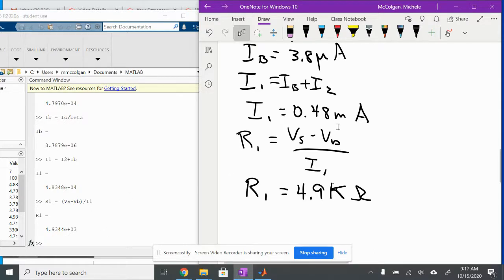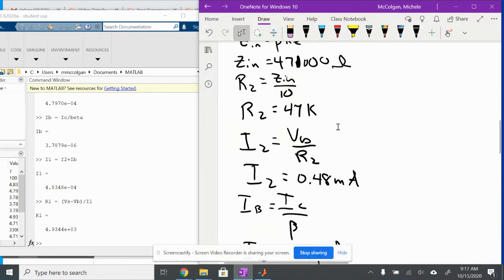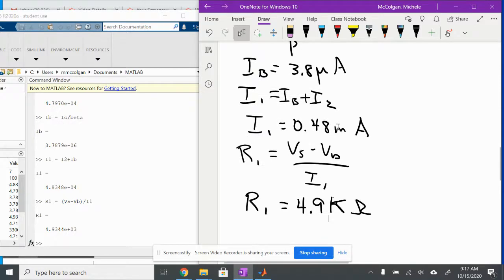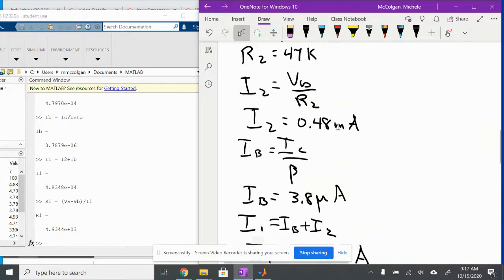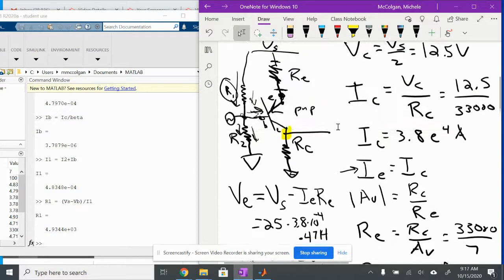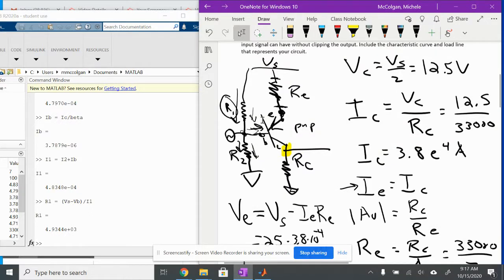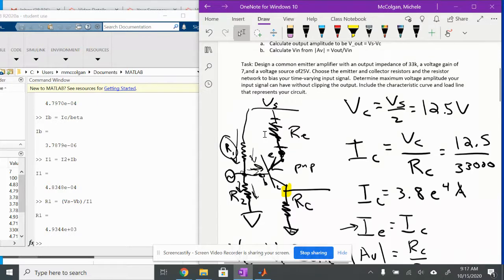Okay, and that makes sense, right? So my R2 is 47K and my R1 is 4.9K. So that's 10 times as big, and I should be dropping a pretty small amount of voltage across R1 because VB is pretty big. So far I've got all of my resistors, so that's great.